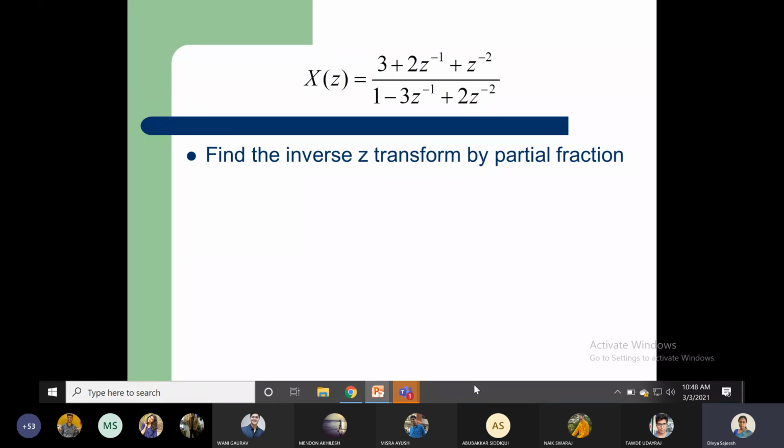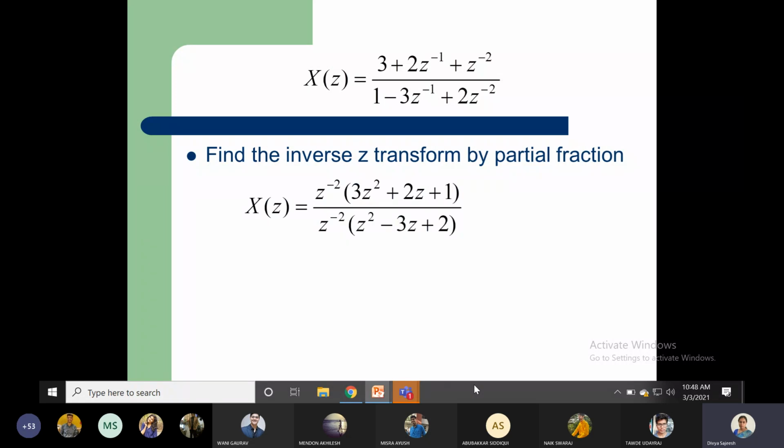Now let us take an example and do. To find the inverse Z transform by partial fraction expansion method, the given x of z is 3 plus 2z inverse plus z raised to minus 2 divided by 1 minus 3z inverse plus 2z raised to minus 2. So first, take z raised to minus 2 common out from the numerator and denominator.